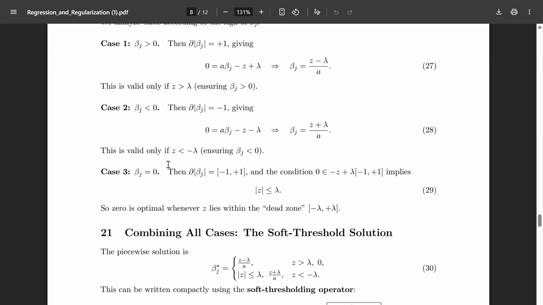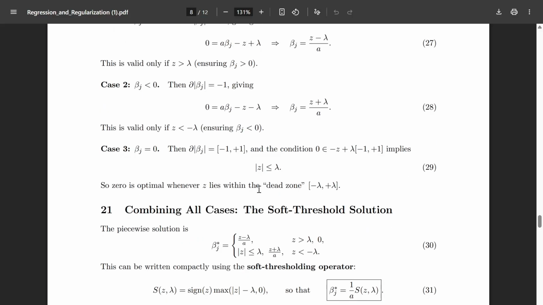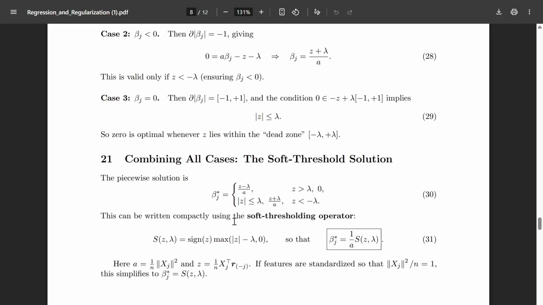And then when beta j is equal to 0, you know that the delta is -1 to +1, and as per this condition it implies that the mod of delta has to be less than or equal to lambda. So whenever this z lies within minus lambda to plus lambda, then beta j is set to 0. This is a very, very important result, and we'll be learning why.